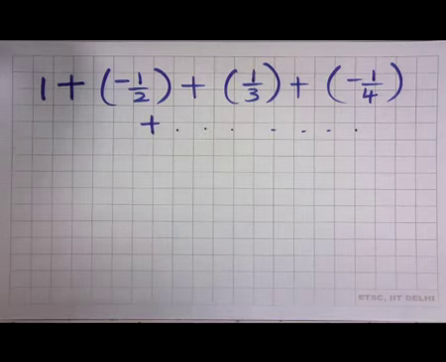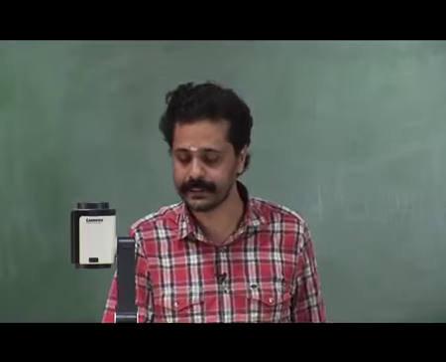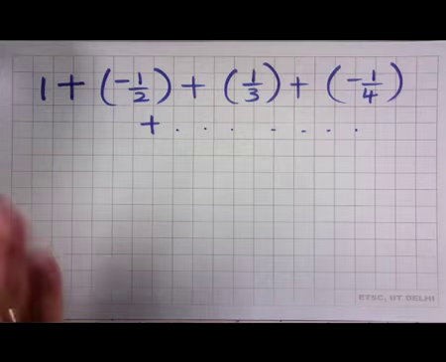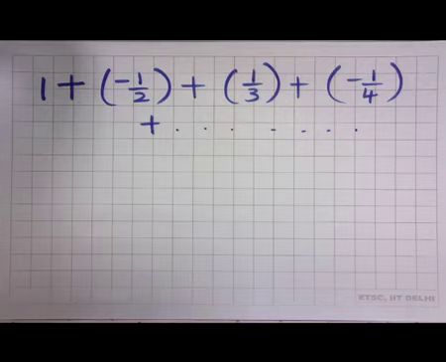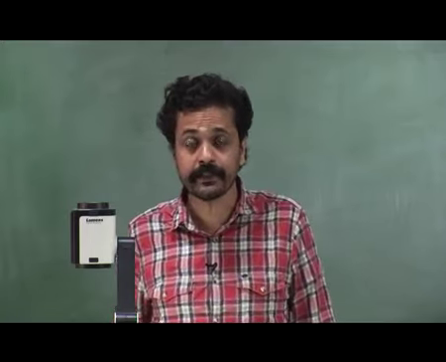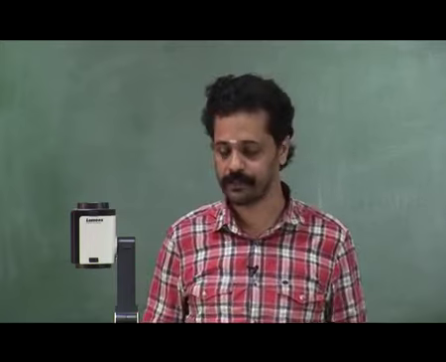As you see, here we are dealing with a sum of an infinite number of real numbers, which are alternately positive and negative: 1 minus half plus 1 by 3 minus 1 by 4 and so on. Assume for a moment that this infinite sum comes out to be a finite value.